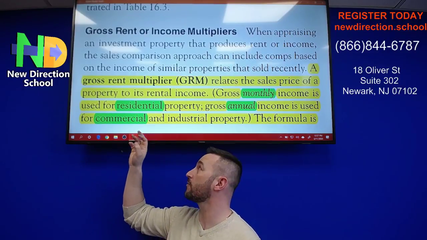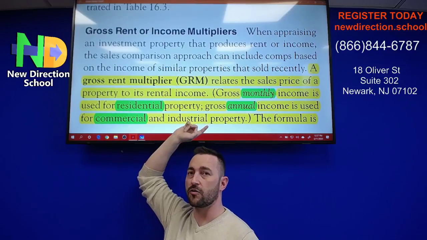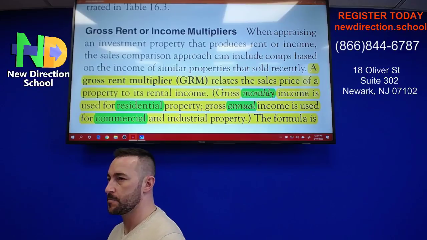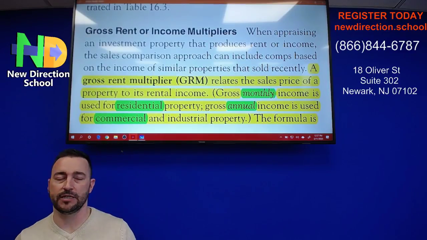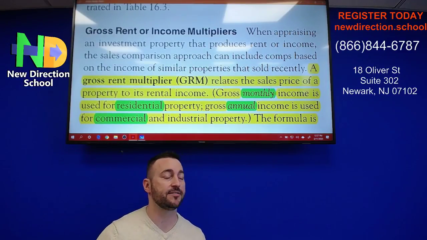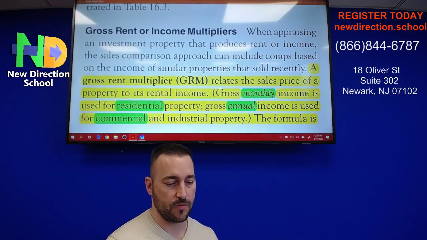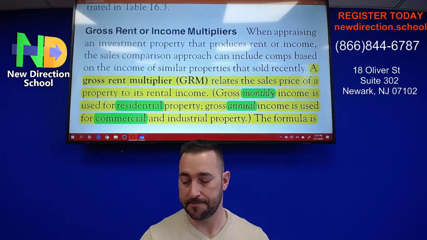Gross monthly refers to residential, and gross annual refers to commercial or industrial property. Okay, so if it says annual, it's commercial property. If it's commercial property, it's annual. If it's residential, you look for monthly. Make sure you underline exactly as it is here.